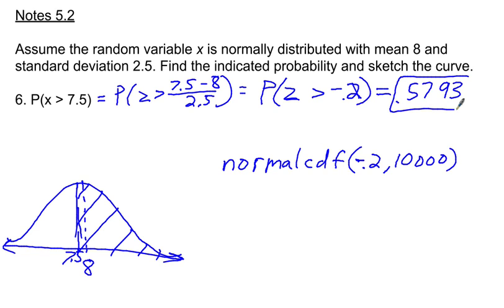0.5793. And that probability makes sense. It's a little more than half, because on our graph we are a little bit to the left of the mean, and we're including all of the area to the right of the mean. Just to the right of the mean would be 1/2, and then we have this extra area over here.